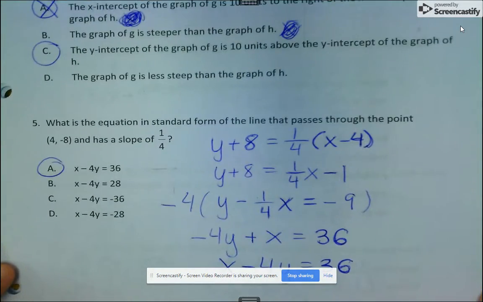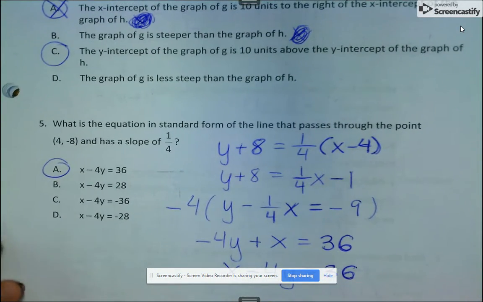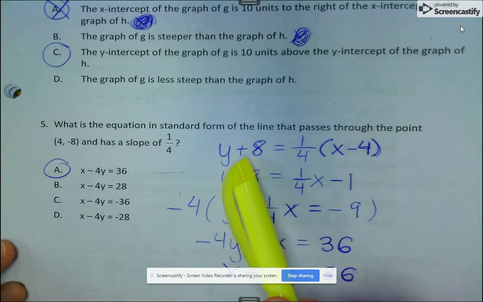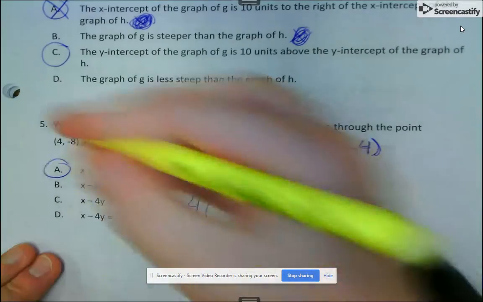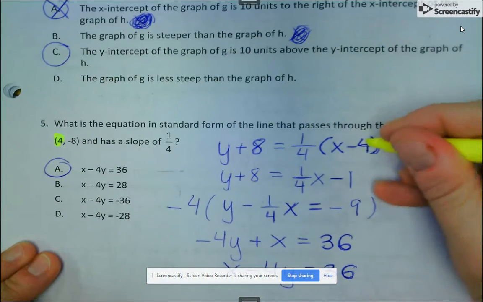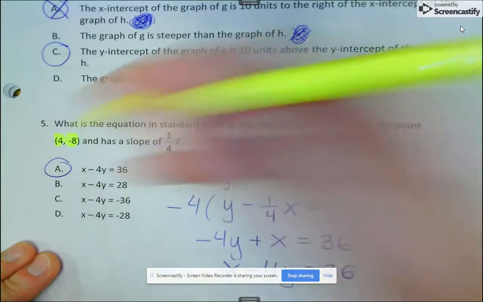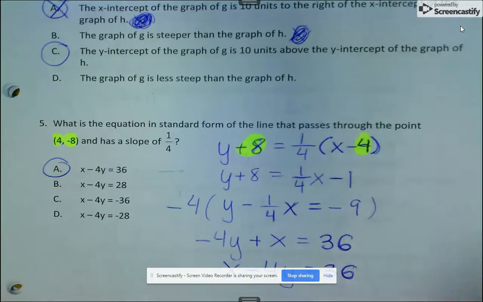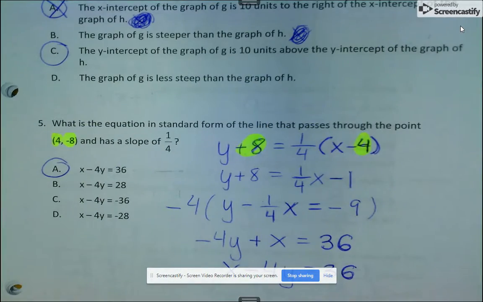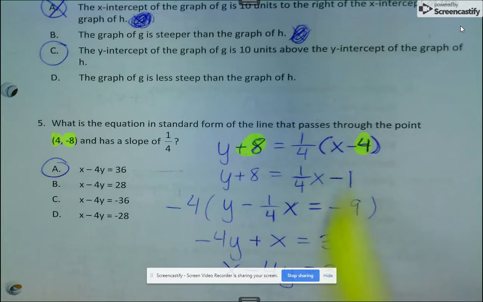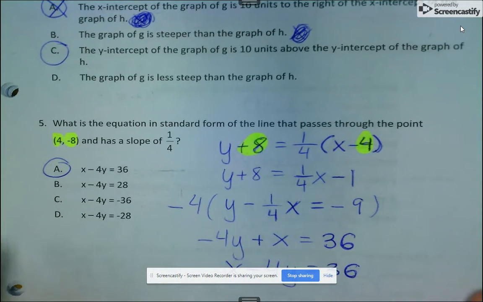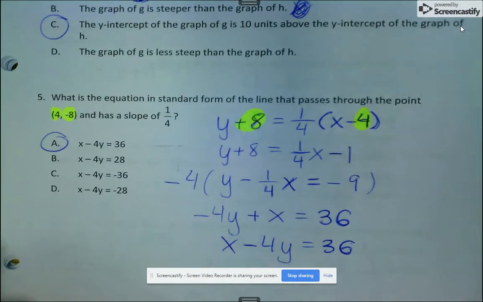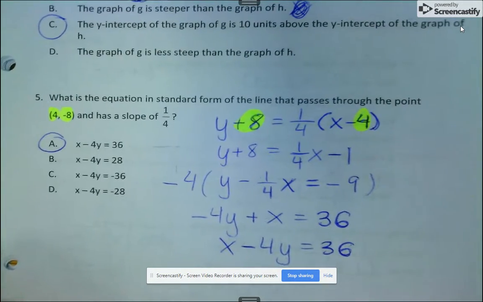And then number 5, which equation in standard form of the line that passes through the point? So you start in point slope form because you have a point and you have slope. So you put your point here and here and your slope in there. Then you would have to solve for y, which you guys haven't had a lot of practice on in a while. So this would be solving for y, and this would be the process.